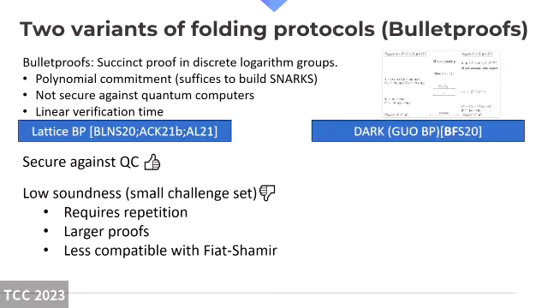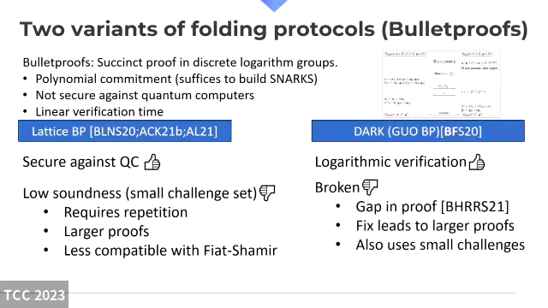This is, for example, the RSA group that is secure under the factoring assumption. We had a work in 2020 called DARK that has one key benefit, which is that the verification time can be logarithmic in the statement, unlike the bulletproofs argument in discrete logarithm groups. However, it also had a major downside, which is that it was broken.